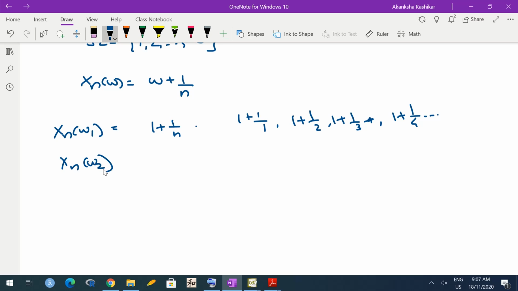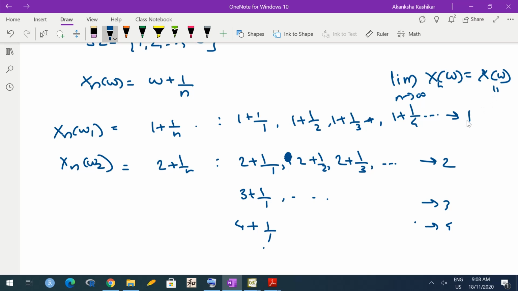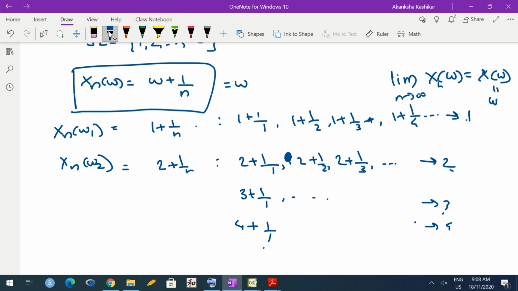When I fix omega 2, it becomes 2 plus 1 by n. So 2 plus 1 by n is equivalent to 2 plus 1 by 1, 2 plus 1 by 2, 2 plus 1 by 3, and so on. Similarly, I have 3 plus 1 by n, then 4 plus 1 by n, etc. This sequence converges to 1, this converges to 2, this converges to 3, this converges to 4. So if I try to combine all this, what I get is the limit as n goes to infinity of xn of omega is x of omega, where x of omega is 1 if omega is 1, 2 if omega is 2, 3 if omega is 3. So basically here x of omega is omega, and you can see it makes sense. If I take the limit as n goes to infinity here, I do get omega.